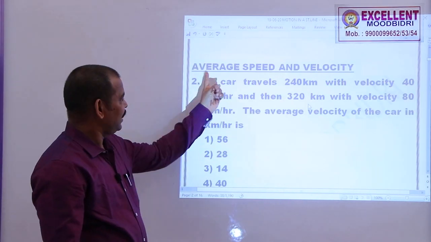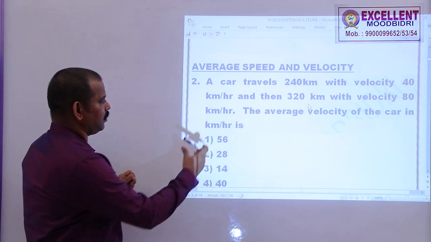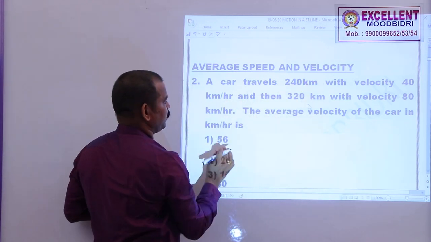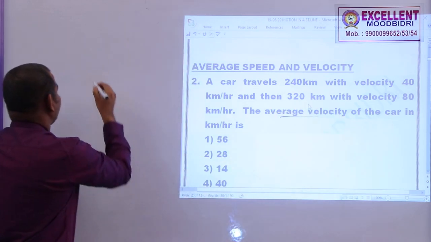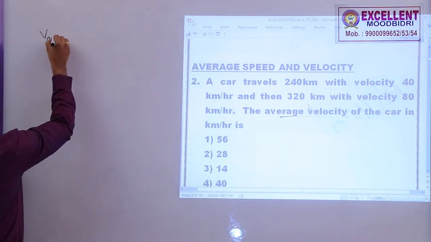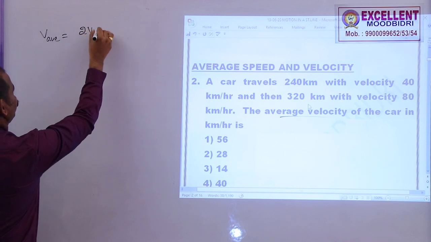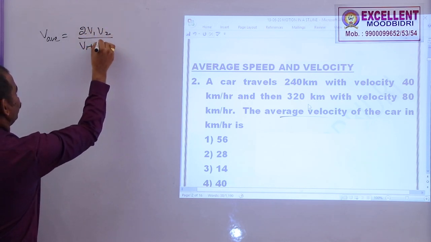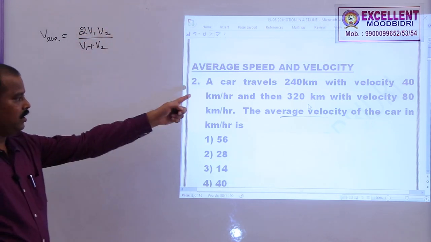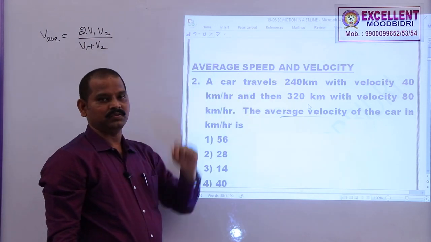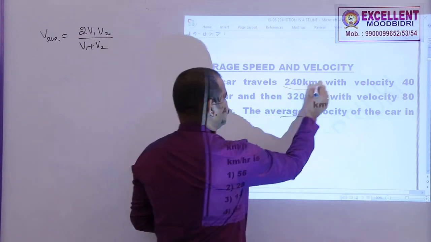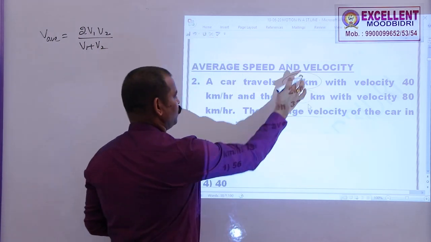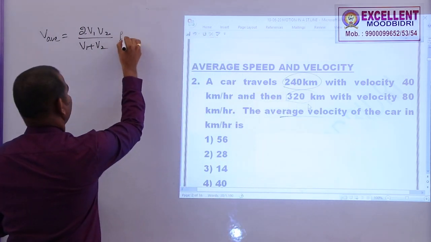Next problem. The average speed and velocity. A car travels 240 km with a speed of 40 and 320 km with a speed of 80. What is the average velocity? To find the average velocity or average speed, the formula is 2 v1 v2 by v1 plus v2. Directly, if the distances are given, you can use this formula if the displacements are equal. But here the displacements are unequal, 240 and 320.